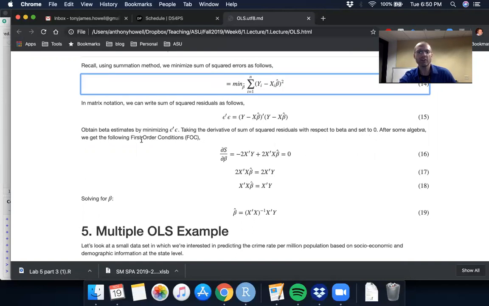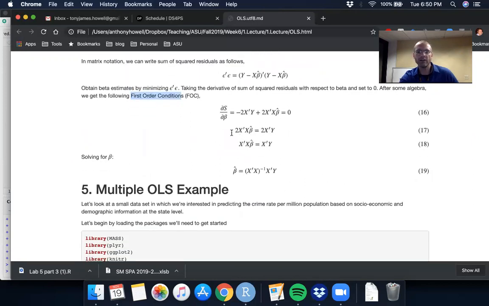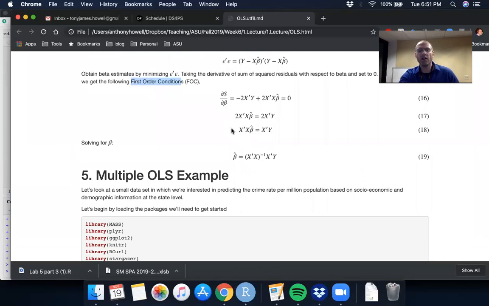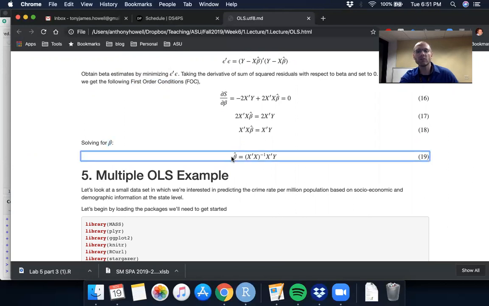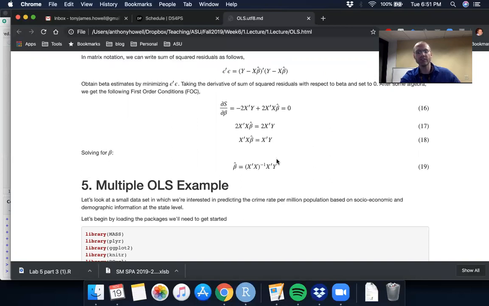And this is going to give us our first order conditions, FOC, after we set this to 0 and we minimize, solving for the derivative of the sum of squared errors. We have some algebra here to manipulate the equations, and we want to essentially solve for beta. And so whenever we're looking at our beta hat, what we're going to be solving in matrix notation is this: x prime x inverse times x prime y, okay? And this is just the theory behind deriving our beta parameters.